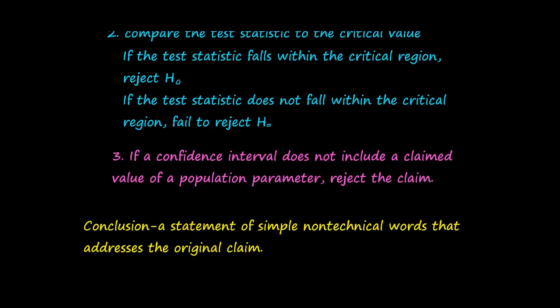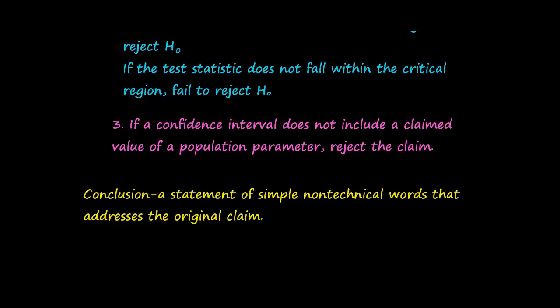Okay, so now our conclusion. A conclusion is a statement of simple, non-technical words that addresses the original claim. So that's why it's important to identify that original claim at the beginning. The wording of the final conclusion is done in a specific way. We have to address the original claim, and so we have here a flowchart to help us determine how we state this final conclusion.